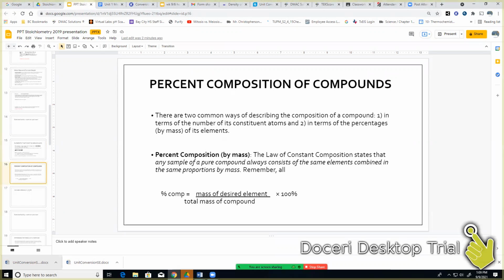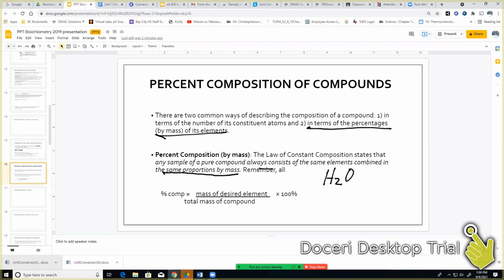Whenever we're talking about different compounds, there's a couple ways to talk about them. Usually we talk about how many atoms are in a compound. That's usually what we use to balance or for our stoichiometry. Another way that we don't use so much is the percent by mass of each element. The law of constant composition states that any sample of a pure compound always consists of the same elements combined in the same proportions by mass. So we talked about that before. If I want water, it's always going to be 2 atoms of hydrogen, 1 atom of oxygen, or 2.02 grams of hydrogen, 16 grams of oxygen.